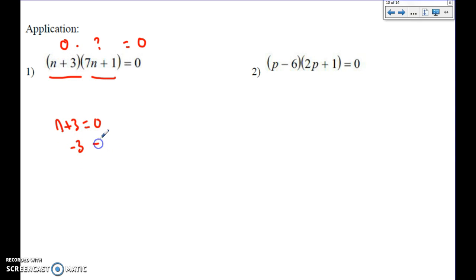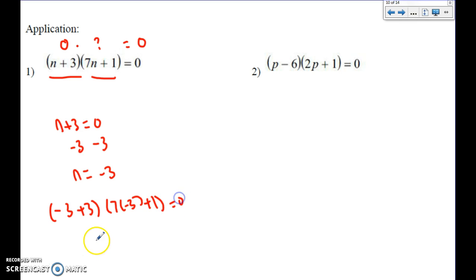So I subtract 3, and I get n equals -3. That means if I put -3 into this, -3 plus 3 and then 7 times -3 plus 1, I should get 0. I get 0 right there, which is awesome. I get -21 plus 1, which is -20. If I do -20 times 0, what do I get? I get 0.